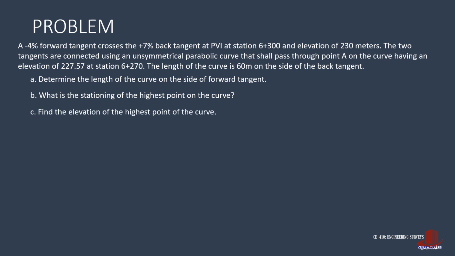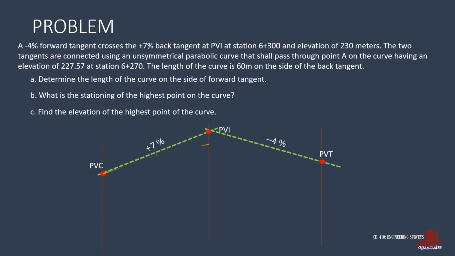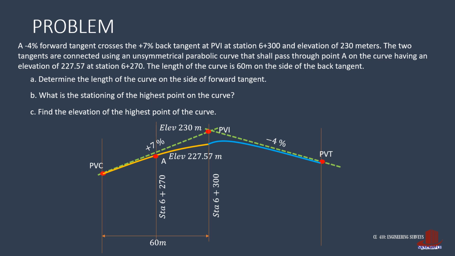Let's visualize how the curve looks like with all the included details. The back tangent is +7%, and the forward tangent is -4%. They meet at PVI with elevation of 230 meters and station 6 plus 300. From PVC, the length of the curve is also provided at 60 meters. Another point A is also given at elevation 227.57 and station 6 plus 270.